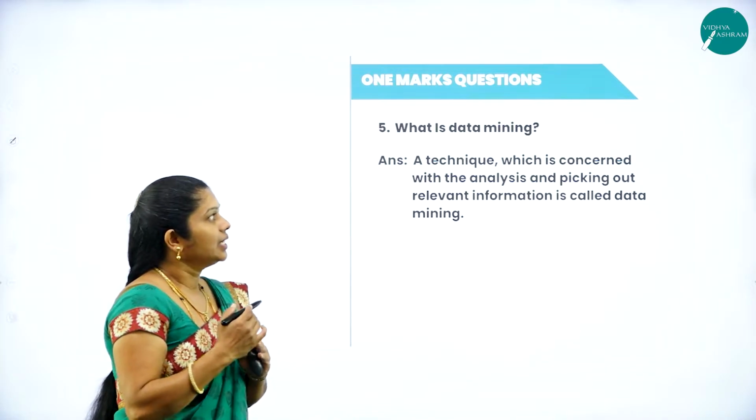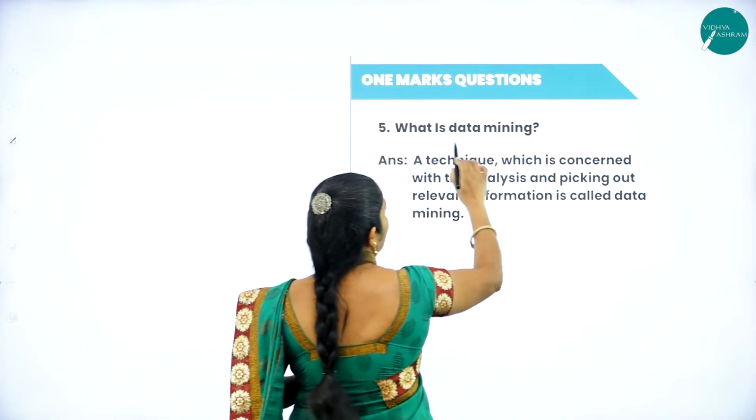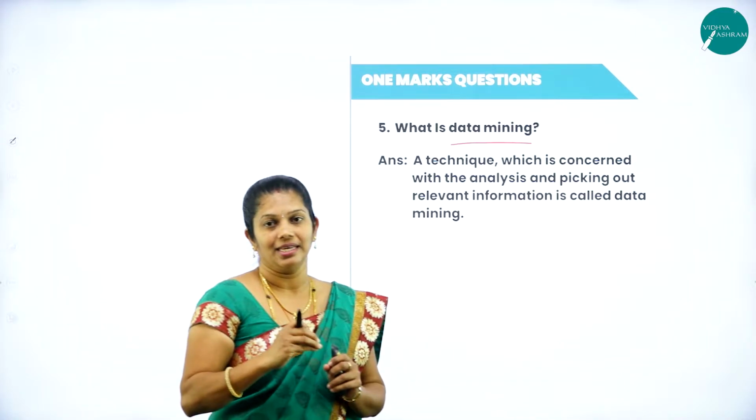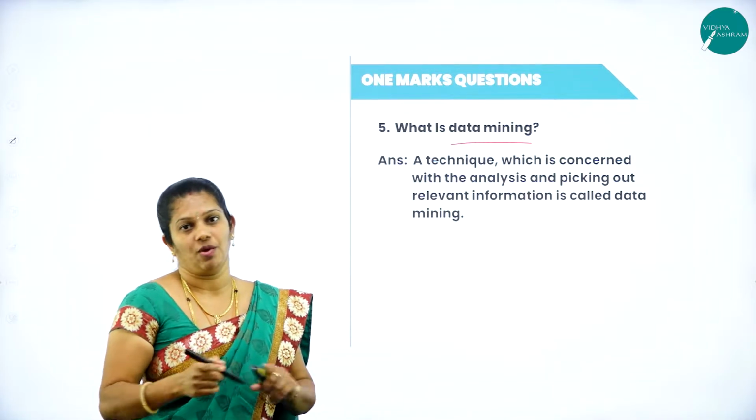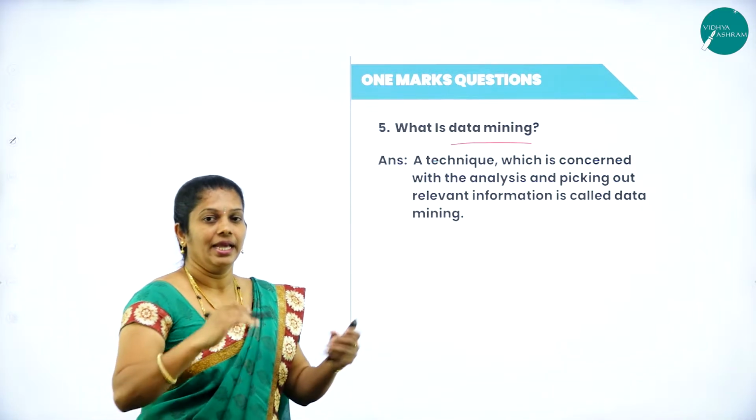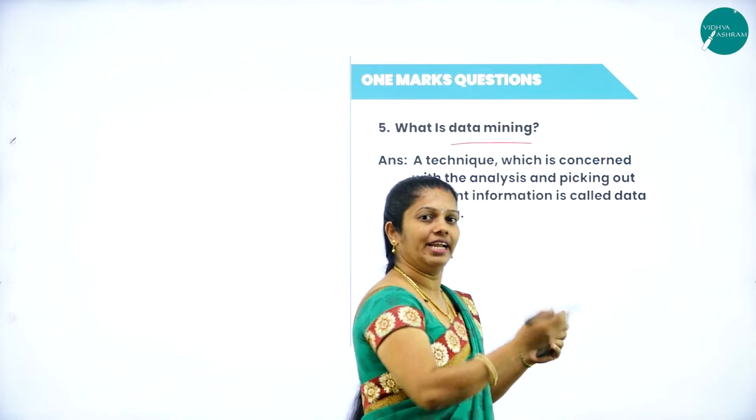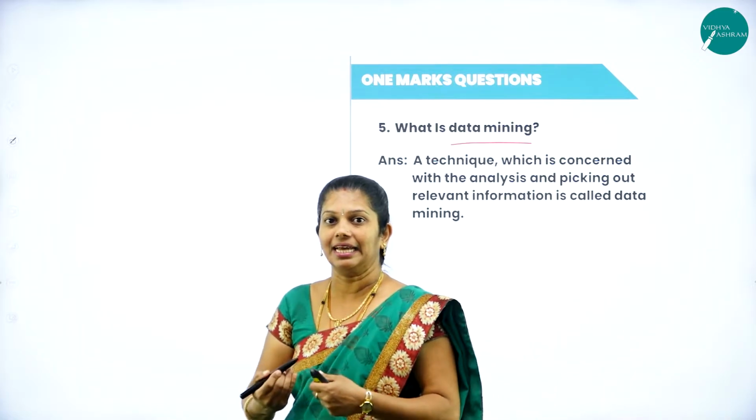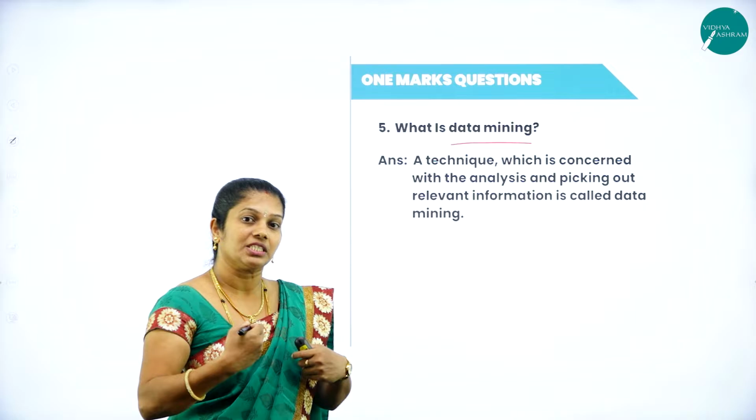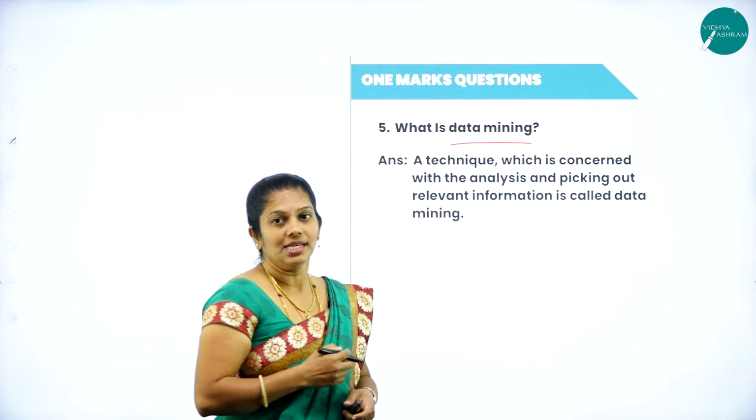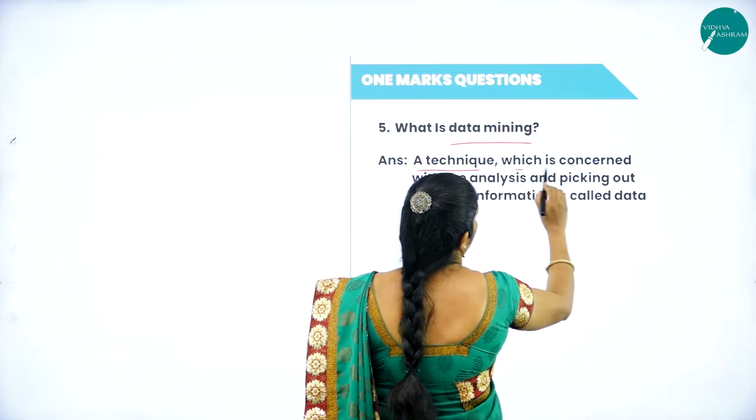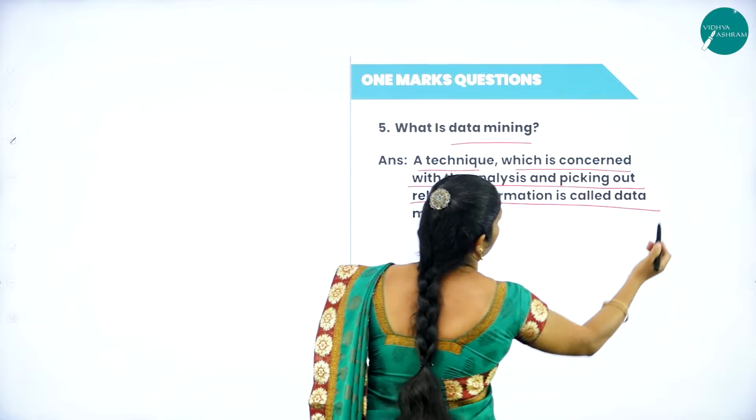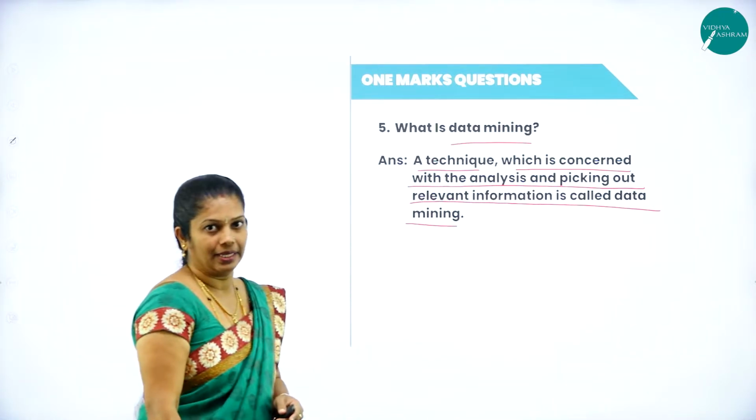Next, what do you mean by data mining? Data mining is just a process of picking, or taking, the required information from huge information. In a database, we have all types of information, all the data, everything is there. Under that, whichever we want, we only pick that information which is required for our process. This is called data mining. It is a technique concerned with the analysis and picking out of relevant information.